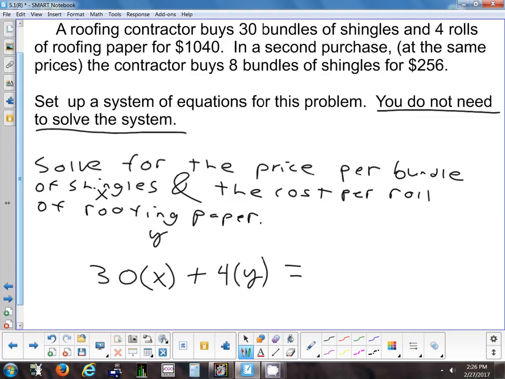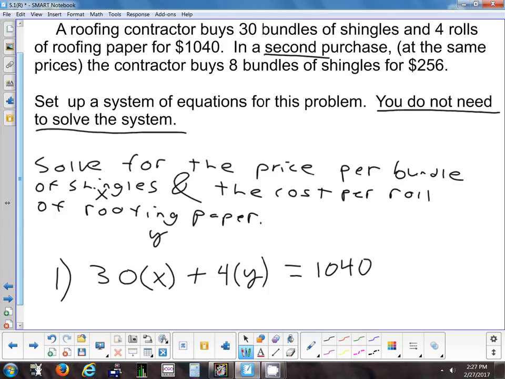We don't know the cost right now, but we do know how much money the contractor spends when he goes to the store the first time. How much money does the contractor spend altogether on 30 bundles of shingles and 4 rolls of paper? 1,040. Okay, so now we have one of our 2 equations. When you're setting up a system, one isn't enough. You've got to have a second one. And that's where that one comes in.